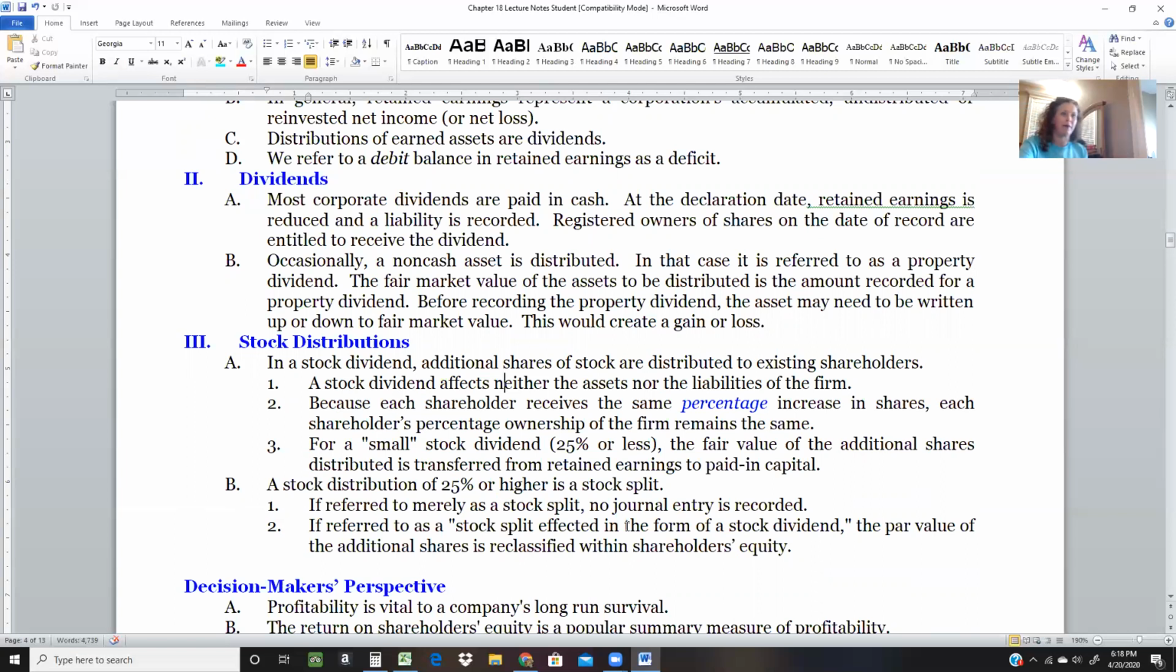So the stock split journal entry is one of our students' favorite journal entries because there is no journal entry for a stock split. You just have more shares, but no more money comes in or anything like that. So no journal entry is recorded.